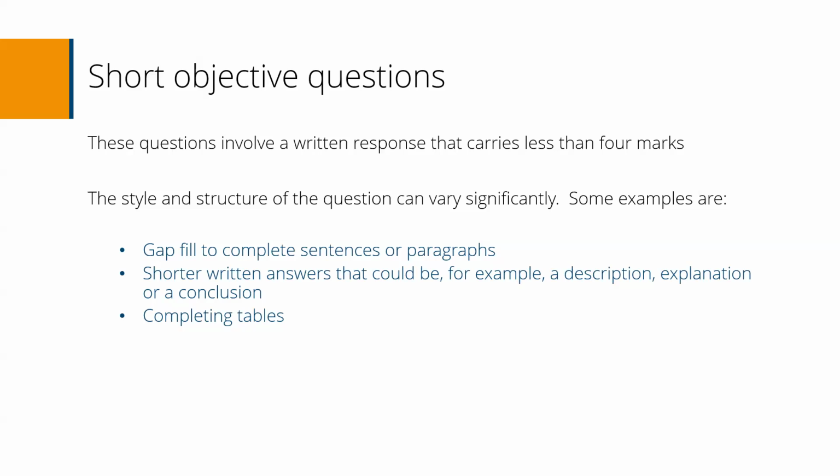Remember, description can be AO1 or AO2. Explanation can be AO1 or AO2. Conclusion is normally going to be AO2 or AO3. And completing tables. Okay. Understanding of command words is really important. Students can find it difficult to differentiate between explain and describe. Very often, this is what we need to reinforce, as short responses often include making conclusions from graphs, and this misunderstanding can cost marks. Most command words can be used in short objective questions. Okay, good. So there are examples of short objective questions, very common in the paper.